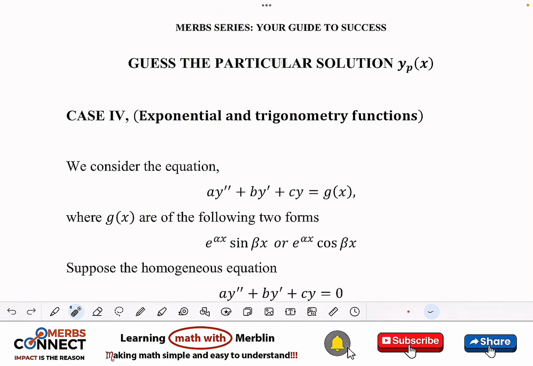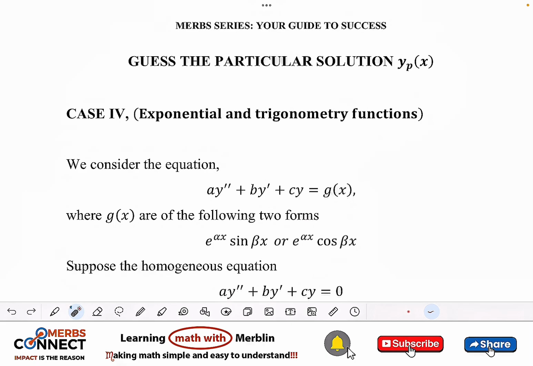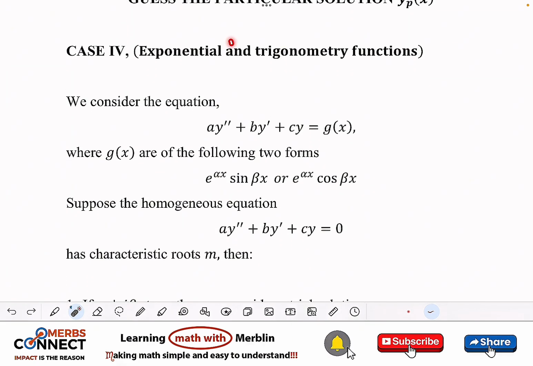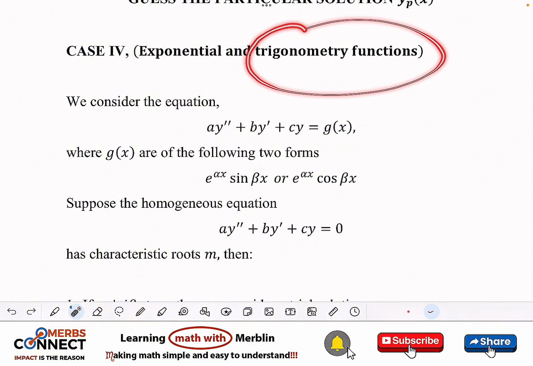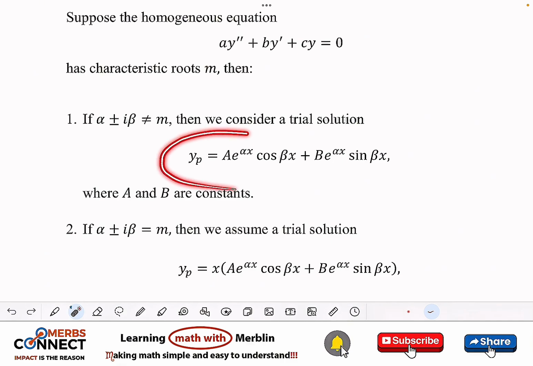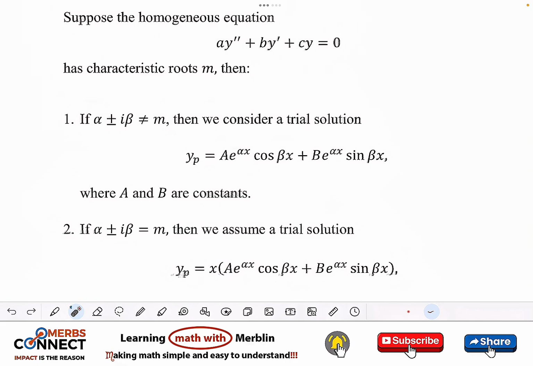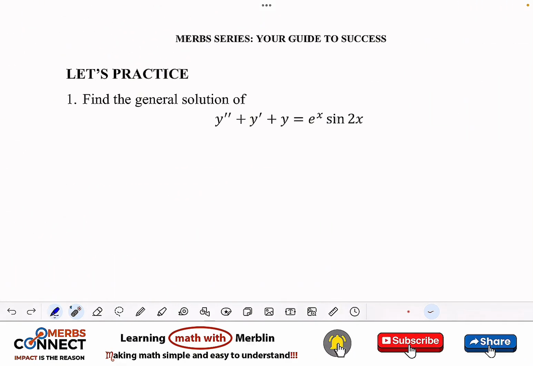In this video, we are going to take the last case in the method of undetermined coefficients. Now we are going to look at an exponential function and trig functions. Anytime we have a non-homogeneous second order equation involving an exponential function and a trig function, we just need to consider this trial solution here. I'll show you how to memorize this one, and the rest is just multiplying through by x. So let's take an example so that you will be able to solve them with confidence.